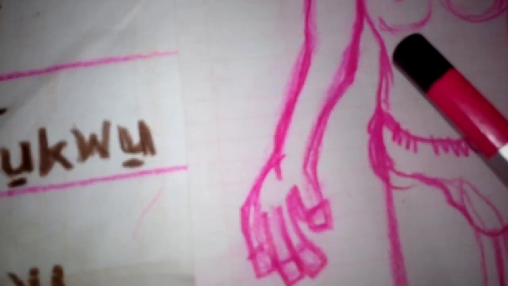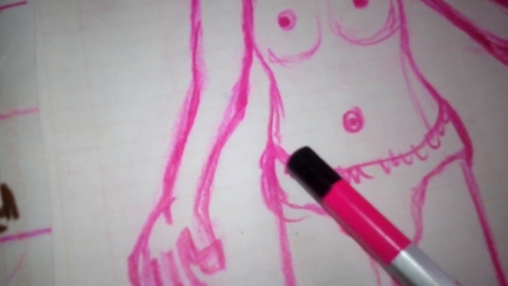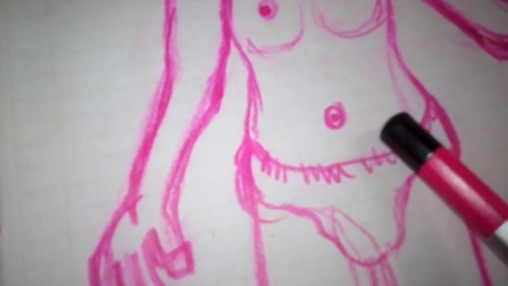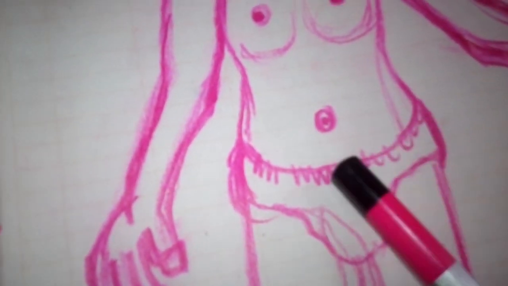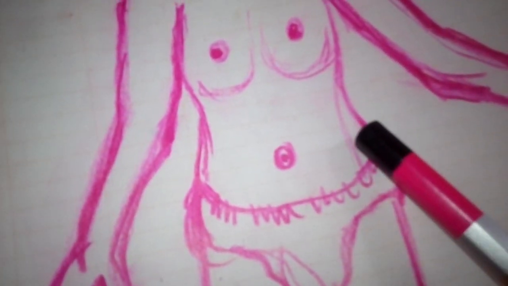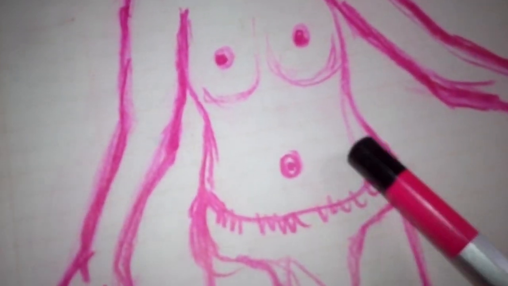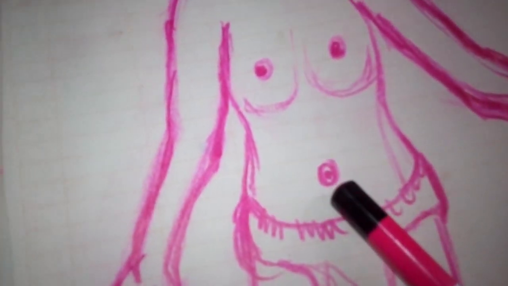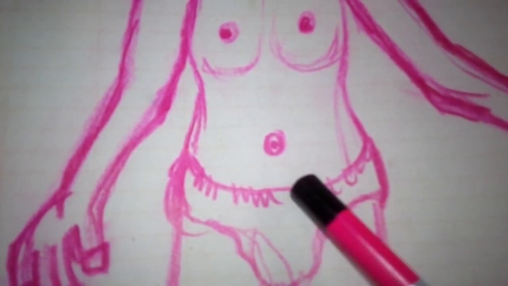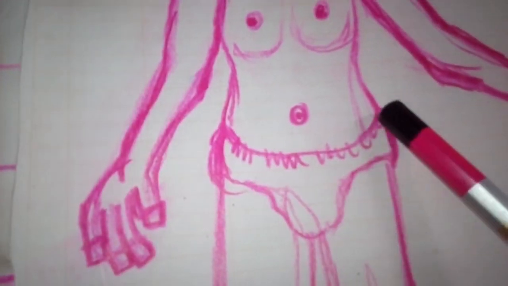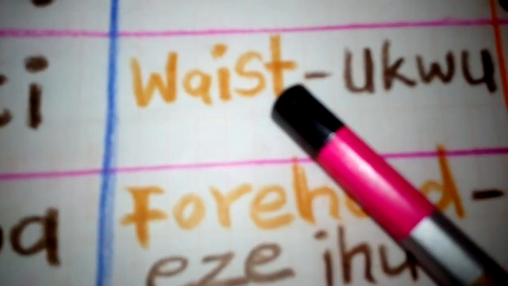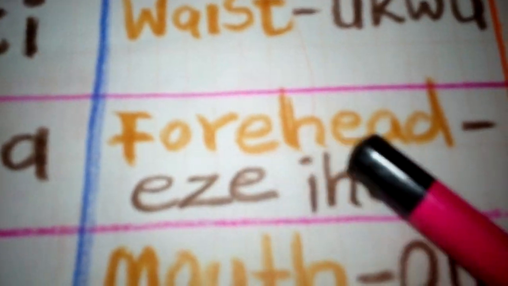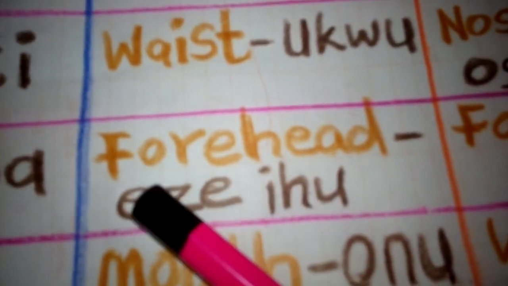Waist, ukwu. Ukwu is where you close up the zip of your pants. That's the waist of your trouser, what you call ukwu.